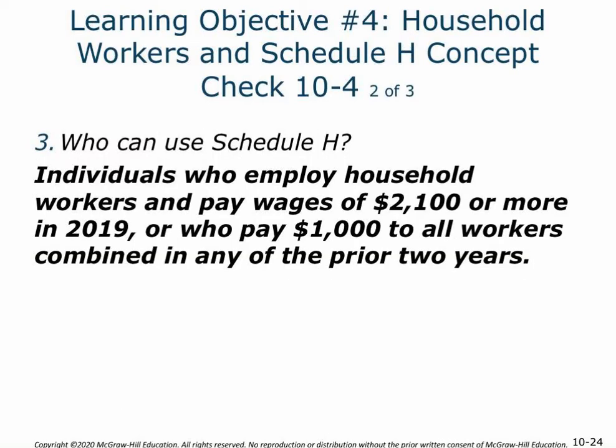Concept check 3, who can use Schedule H? So this is going to be individuals who employ household workers and pay wages of $2,100 or more, or those who pay $1,000 to all workers combined in any of those prior 2 years.